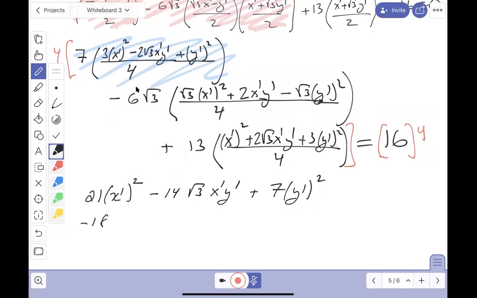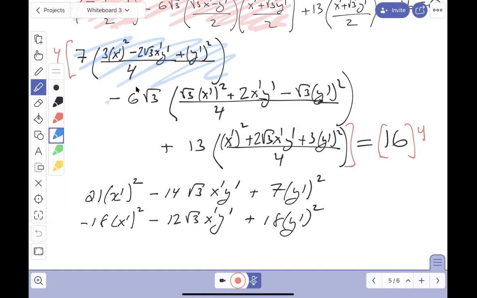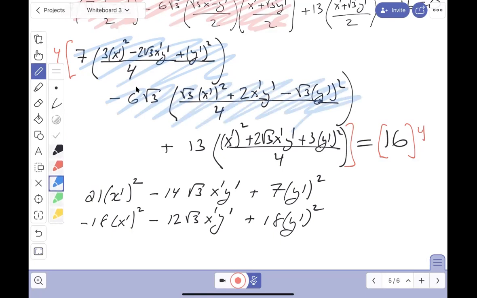Minus 18 x prime squared minus 12 root 3 x prime y prime plus 18 y prime squared. What did I just accomplish there? This. I multiplied this term by 4 and expanded it. Let's go to the next one. All right, I know it's tough. Let's see, the 4 cancels off. What do you get? 13.